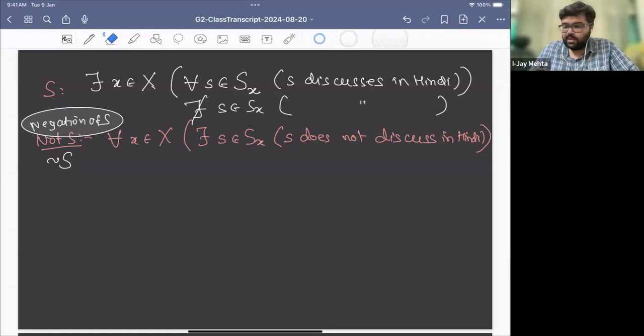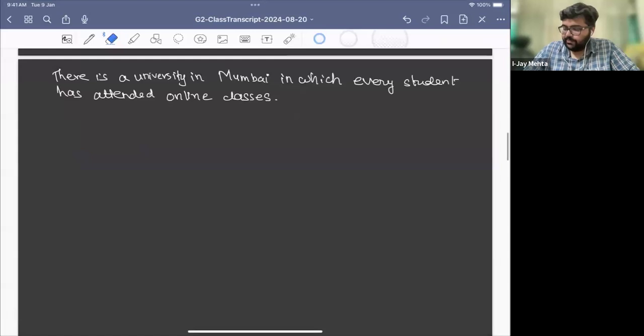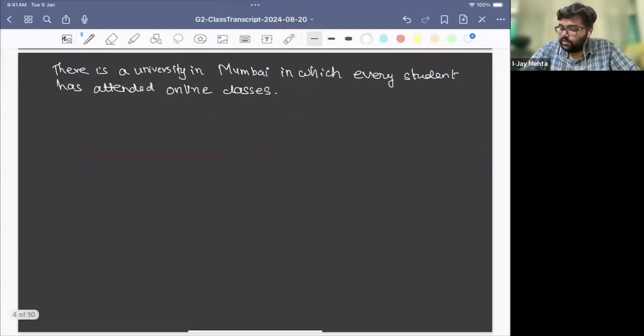Okay, clearing all the feedback, moving to another example. Quickly, just one more. There is a university in Mumbai in which every student has attended online classes. We want to write this in terms of quantifiers. What are we talking about? First, identify the set.